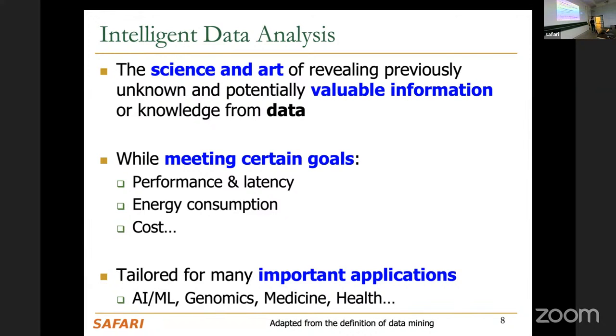So we may need to do the computation power efficiently, or maybe it can be monetary costs, right? And your general purpose machine is not going to, of course, achieve all of these altogether. And it won't know your goals, depending on the data that you're analyzing or the application. And of course, we want that intelligent data analysis tailored for important applications, for example, AI, ML, genomics, medicine, and health, and so on.